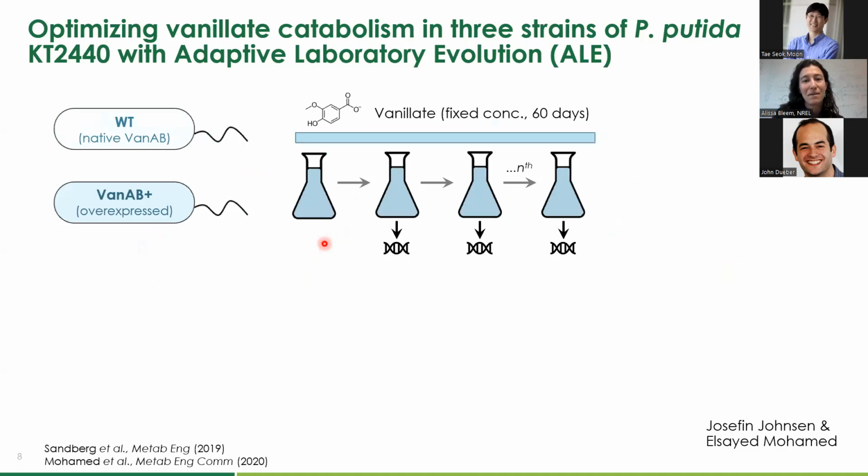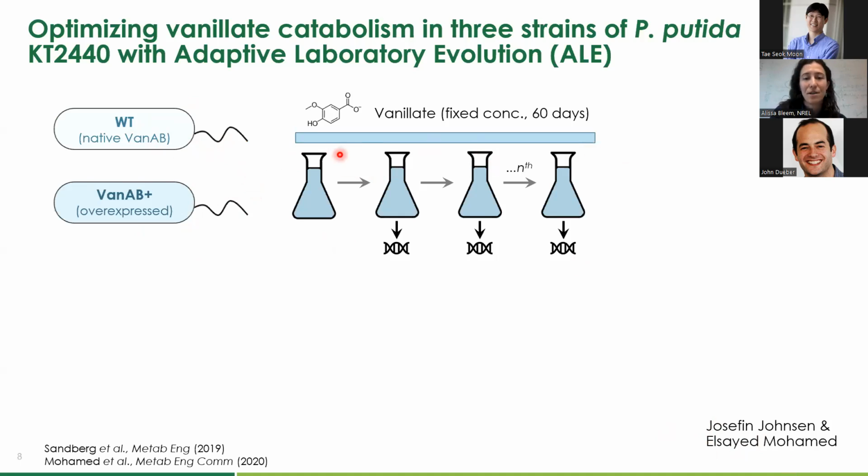From here, we wanted to use adaptive laboratory evolution, or ALE, to see if we could improve the vanillate catabolism in these strains. This is with the help of Adam Feist's group. Josephine Johnson and El Said Mohammed conducted these evolutions using a robotic system at the DTU facility. For the wild type and the VAN-AB plus strain, since these grow pretty well, as you could see on the previous slide, we just did ALE at a fixed concentration of vanillate, so 20 millimolar vanillate.